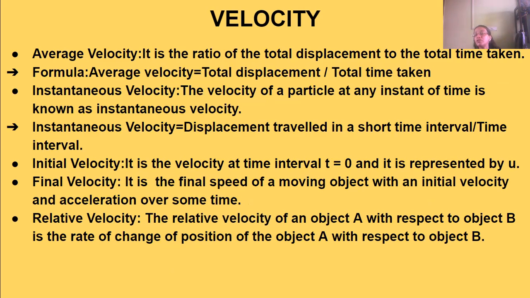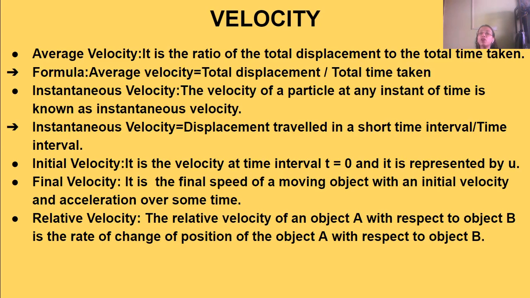Instantaneous velocity is the velocity of a particle at any instant of time. Instantaneous velocity is equal to the distance traveled in a short time interval divided by the time interval. In a short time interval, how much displacement has occurred, divided by the time interval, that will give us the instantaneous velocity.